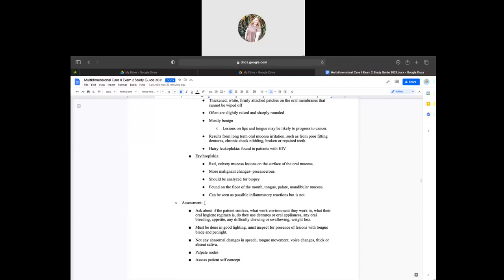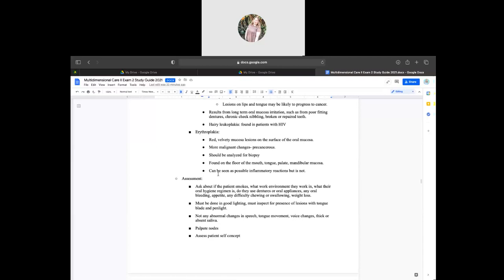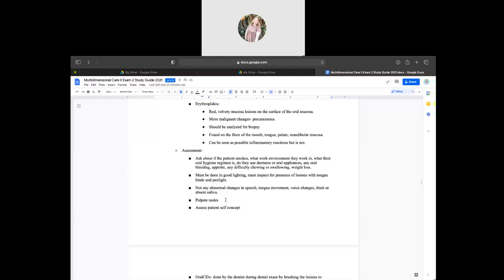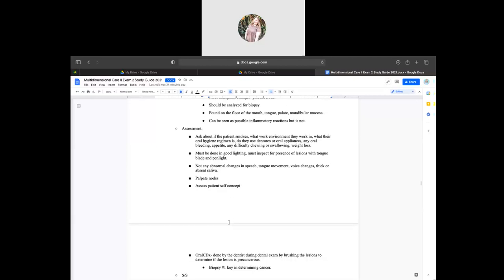So your assessment, you want to definitely ask if the patient smokes, what work environment they work in, because often toxins can enter the mouth and cause cancer that way. What their oral hygiene regimen is, do they use dentures, any oral bleeding, appetite, any dysphagia or weight loss. Remember to, in good lighting, use a pen light to assess all the mouth. Note abnormal expansions of cheeks, tongue movement, voice changes, or absent saliva. Remember to palpate the nodes. Assess your patient's self-concept, because often cancer can cause dysfunctional self-image.